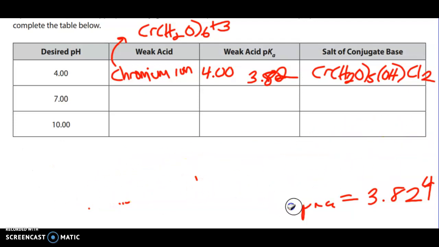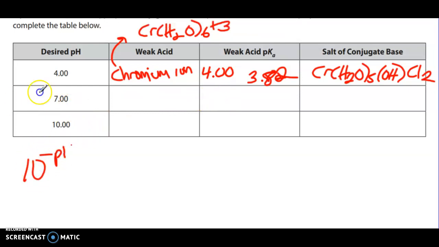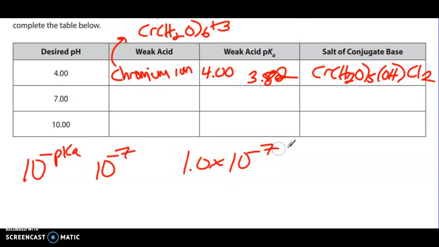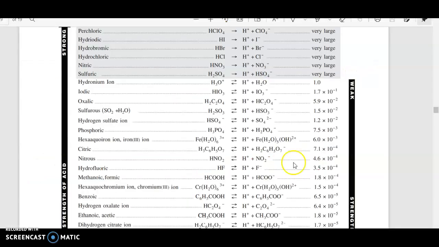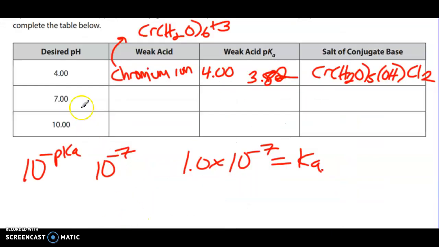Okay, so we're going to do the same thing, but now our pH values are going to be different. So we want a pKa value as close to 7 as possible. So we're going to do 10 to the negative pKa, so 10 to the negative 7. So we want to find something that has 1.0 times 10 to the negative 7 as its Ka value, right? So let's go here. 1.0 times 10 to the negative 7. So here we have one that is bang on, so there is no question about that. That is going to be our hydrogen sulfite ion. That's going to be our weak acid. So that one was easy enough for us.